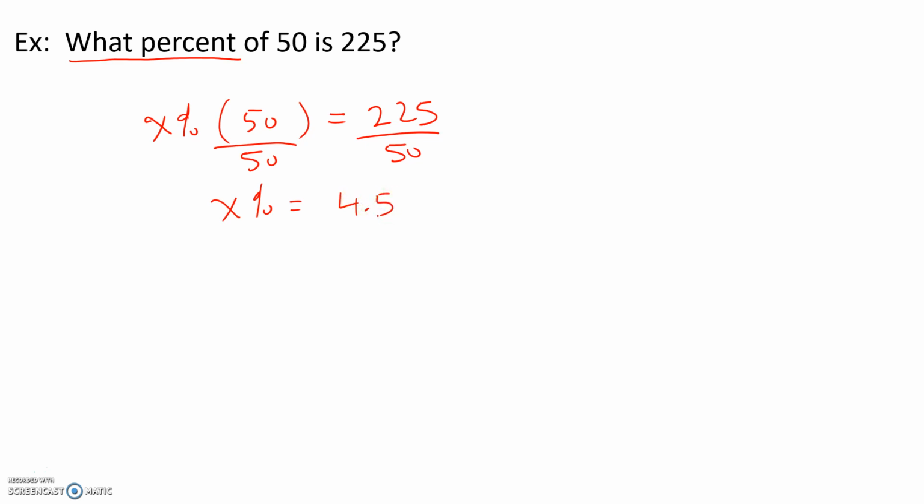Now this is in decimal form, but we again are looking for a percent. So if you move the decimal point 2 spaces to the right and fill in the 0, this would give us 450%.